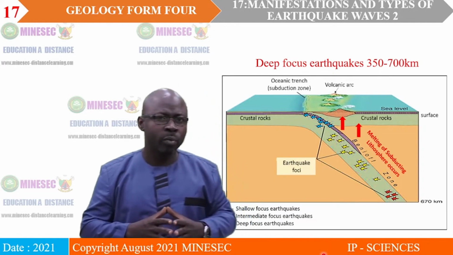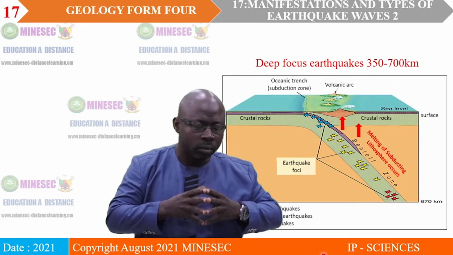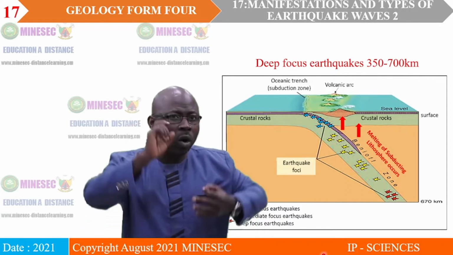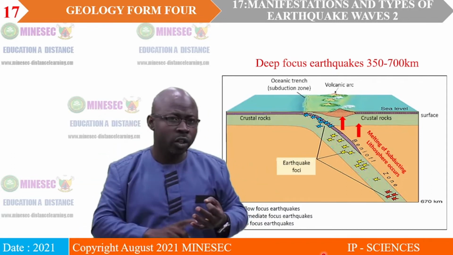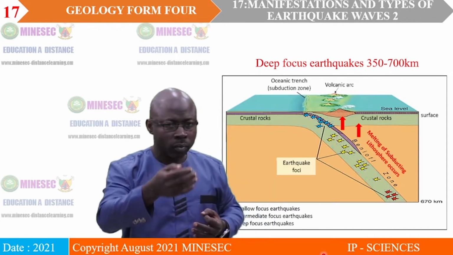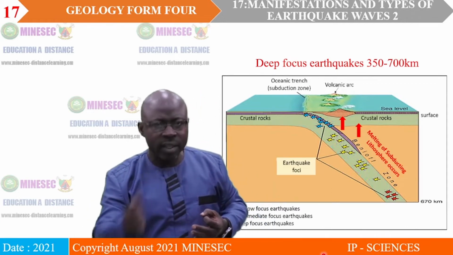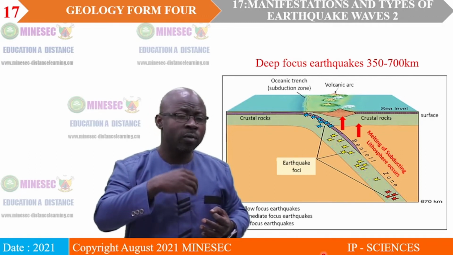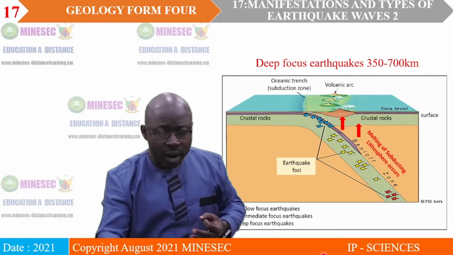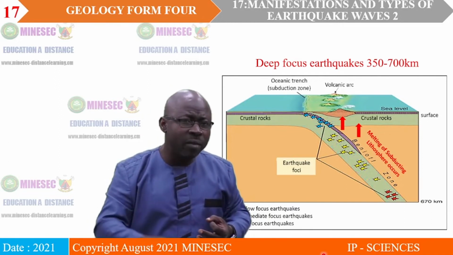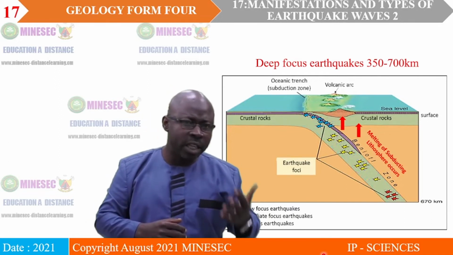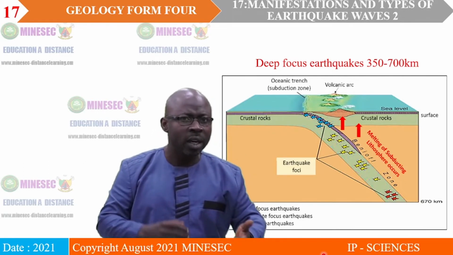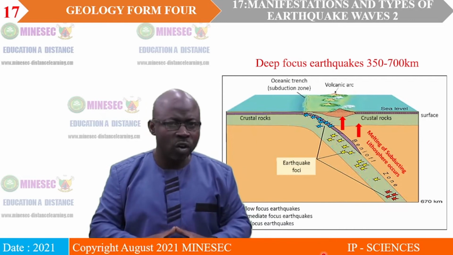So principally, there are three types of earthquake based on the depth of focus. One, shallow focus from 0 to 70. And then we have intermediate focus from 70 to 300 kilometers. And then finally, we have the deep focus earthquakes from 350 to 700 kilometers.